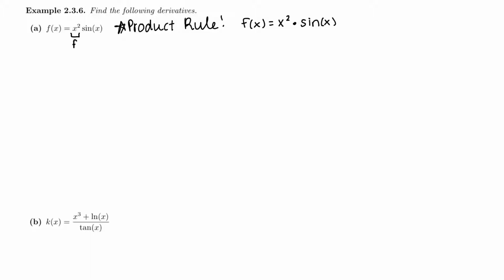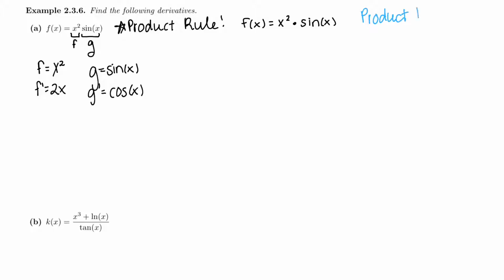I'm going to call this guy f and this one g, and I'm going to do a little less color coding. Kind of get used to a little less color coding. So f is x squared, f prime is 2x, g is sine x, g prime is cosine x, and then product rule as a refresher. The derivative of f times g is f prime g plus g prime f.